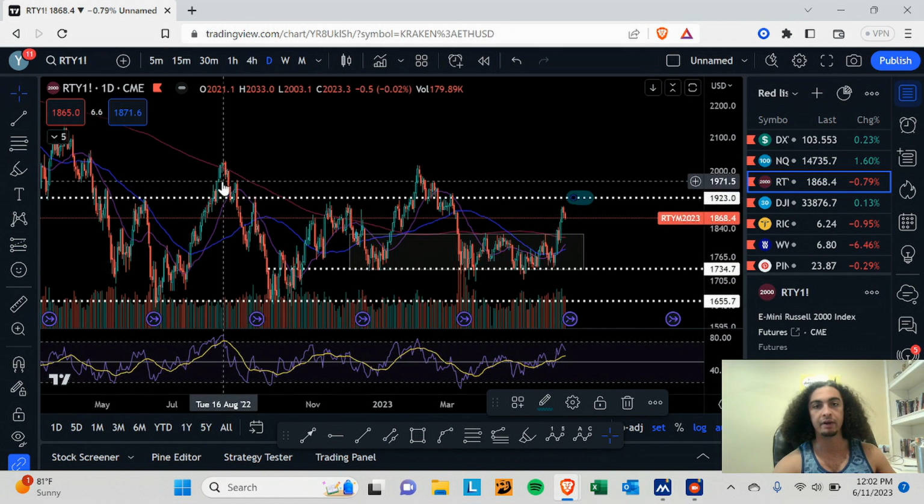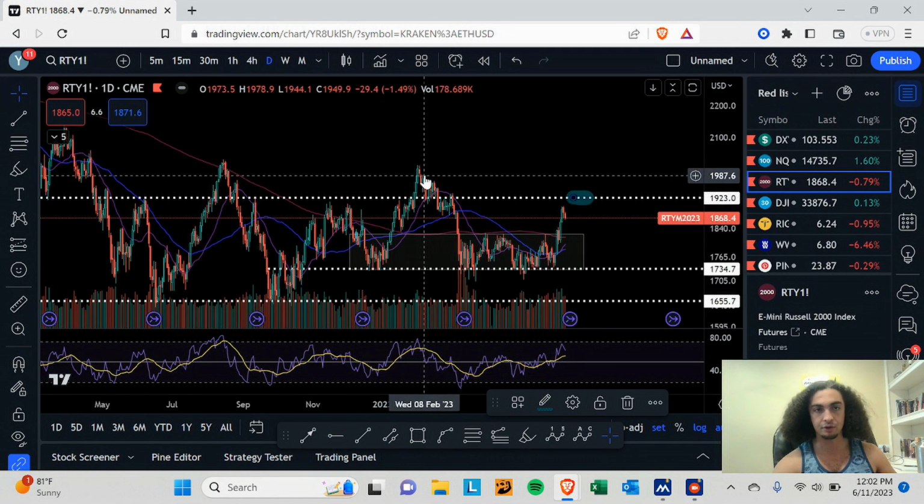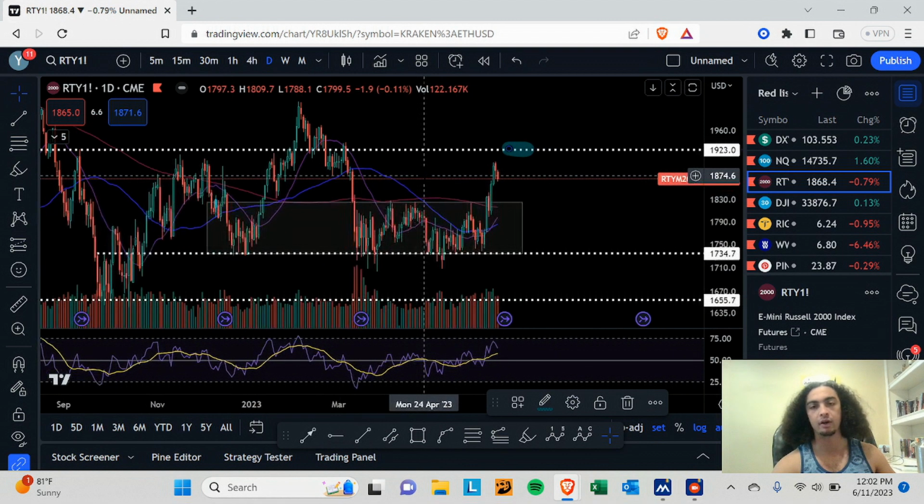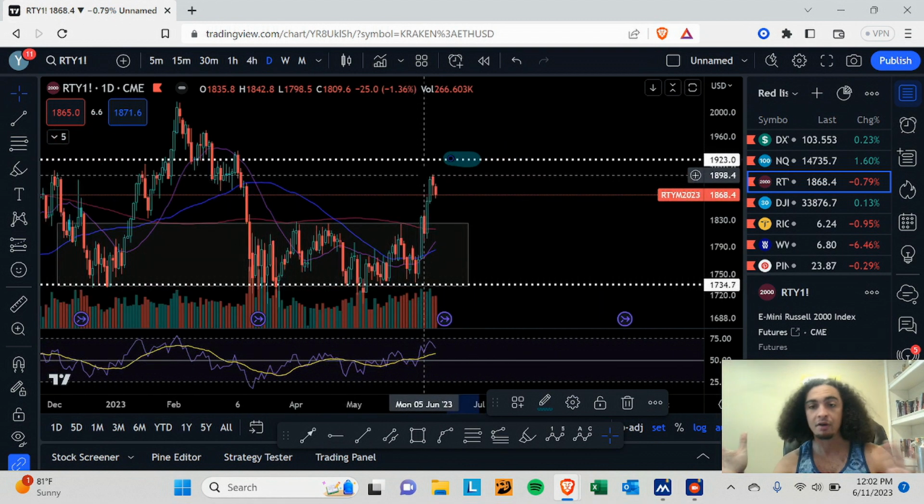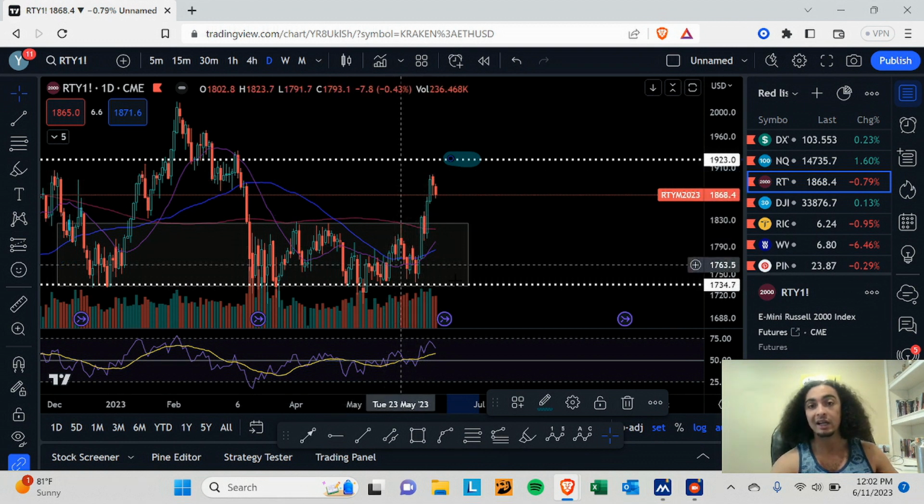Kind of false breakout here, false breakout here as well. So two false breakouts so far. You know what they say, third time's a charm. So I'm very excited to see how this plays out. You might see it this week, you might see it next week, but it is going to be in the near future. So keep an eye on that.